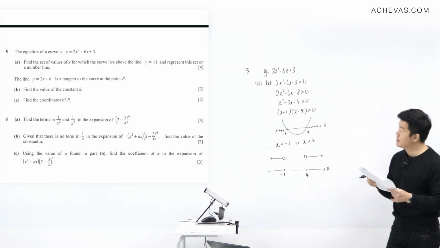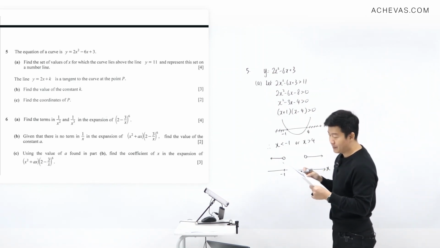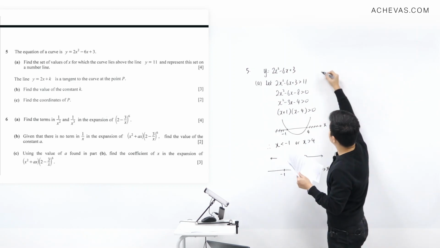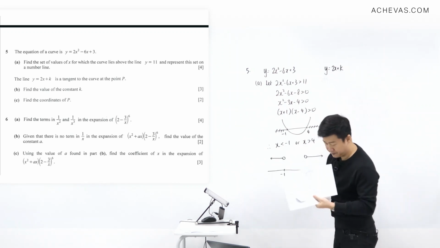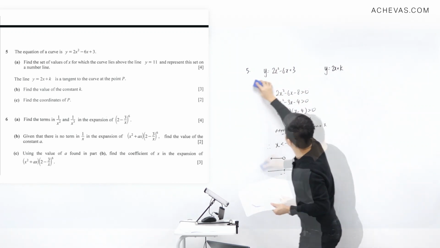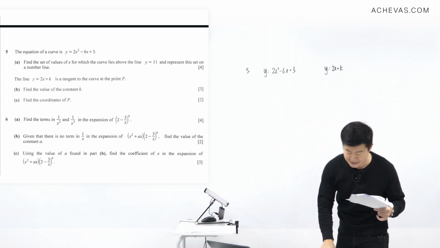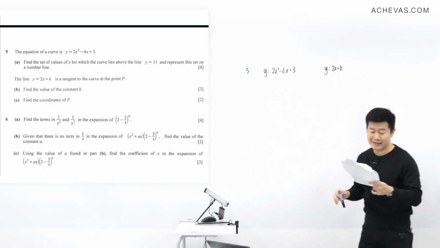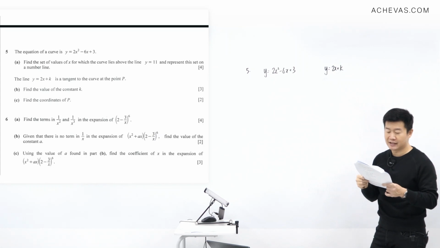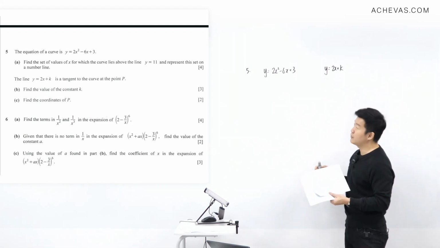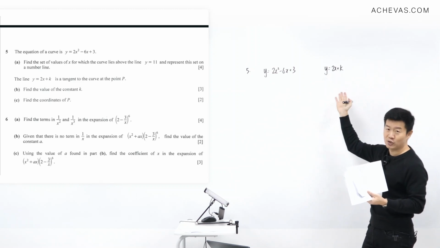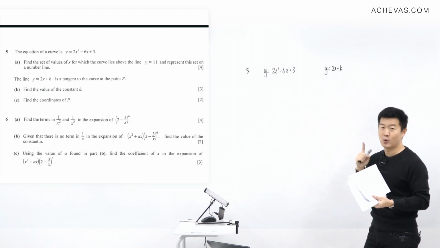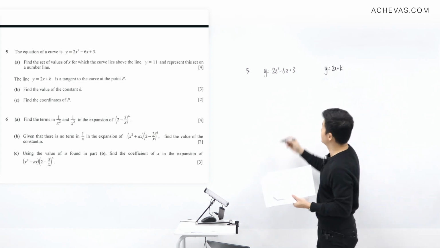Okay, let's move on to B. And in B, we have another line over here. This other line is the line y is equal to 2x plus k. So according to the question, this curve that was given to us in the previous part and now this line, they are tangent at the point P. We are supposed to find the value of the constant k. So in order for them to be tangent, they are touching each other, which means that when I solve simultaneous equation for these two equations, we are going to be expecting one solution. So let's try to solve the simultaneous equation first.